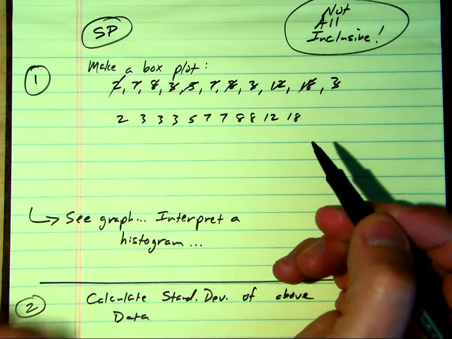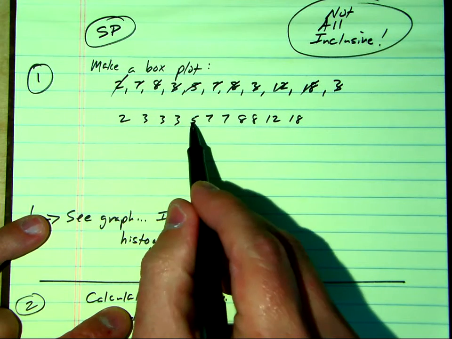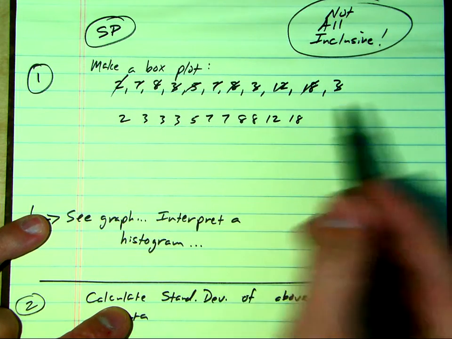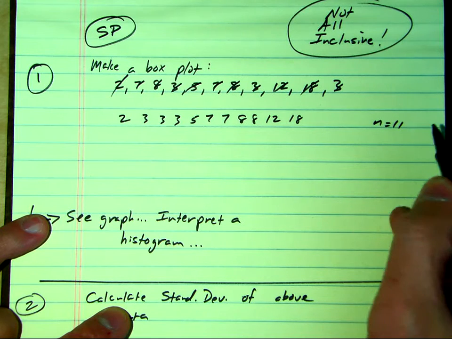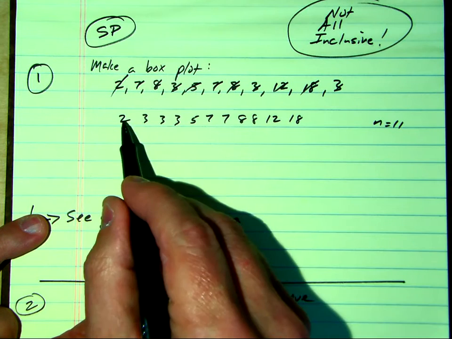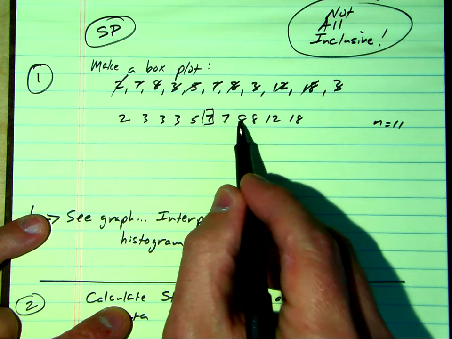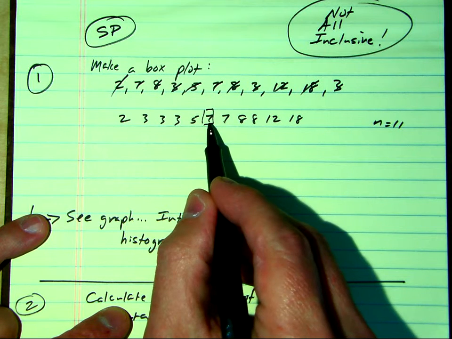Okay, so let's go ahead and count how many data points we got. 1, 2, 3, 4, 5, 6, 7, 8, 9, 10, 11. That's going to be useful later. So where's the middle of 11? Isn't that the data point number 6? 1, 2, 3, 4, 5, 6. Isn't that right there? 1, 2, 3, 4, 5. Yep, that's the median, right?